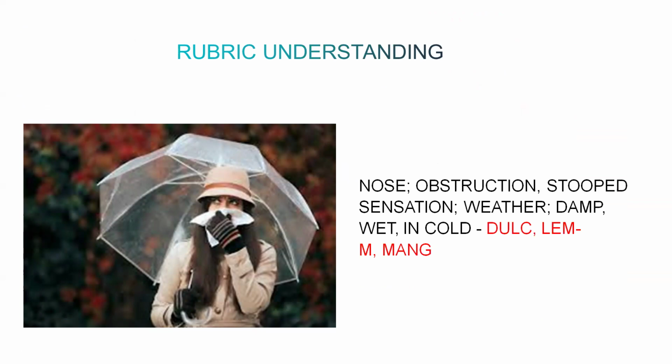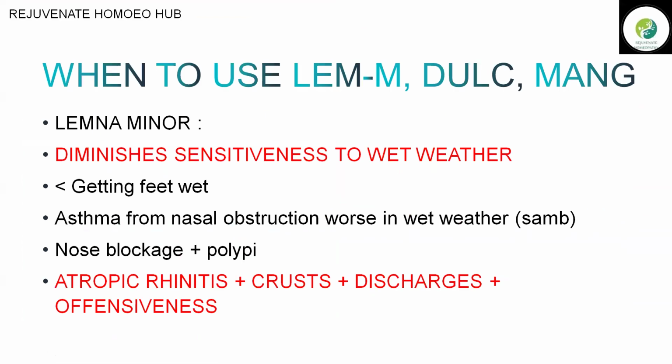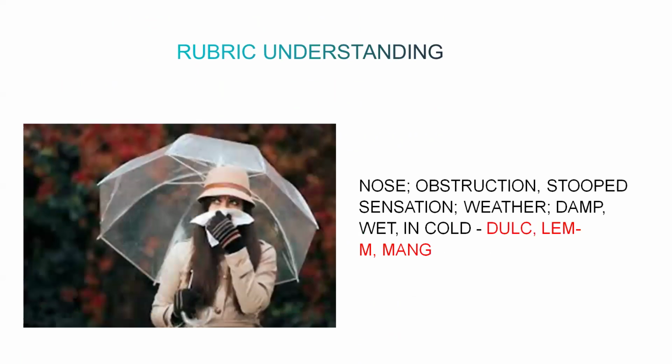Yes, coming to next, nose. Nose obstruction is very common in this rainy monsoon season, right? So what are the weather remedies coming to rescue for nose obstruction, stopped sensation, with wet damp cold aggravation? The remedies are Dulcamara, Lemna minor, Manganum aceticum. Now, when to use Lemna minor, Dulcamara, and Manganum aceticum, because all three have this obstruction, right? All three of these remedies have nose obstruction with aggravation in wet damp weather. So when can we use these remedies?